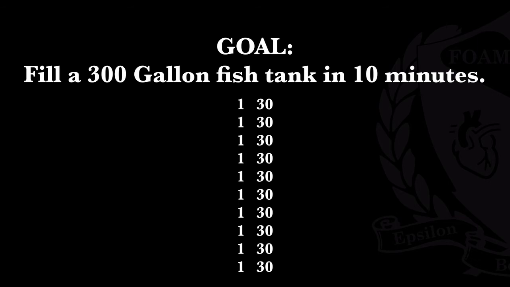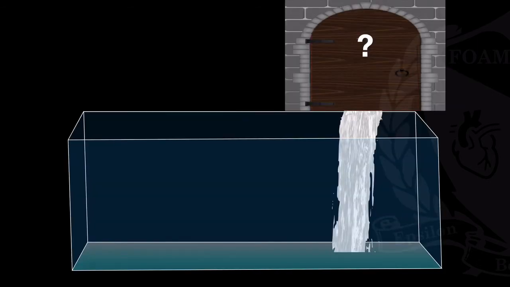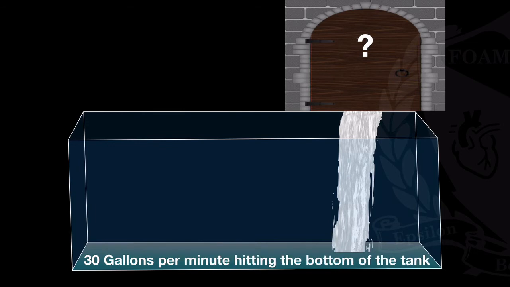So let's say that you have some devices they let you choose from, and you're going to do a real experiment here. So I've drawn this fish tank, and behind the mystery door is how I am actually delivering 30 gallons per minute. So we're going to say that 30 gallons per minute is hitting the bottom of the tank. Now let me ask you this question. In just showing you this illustration, would you be able to tell how I'm delivering that amount of flow to the bottom of the tank without seeing what's behind that door?